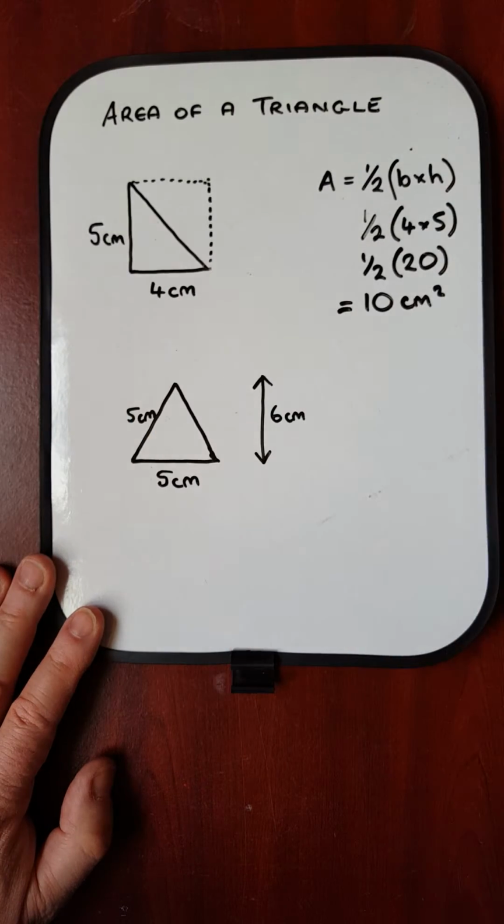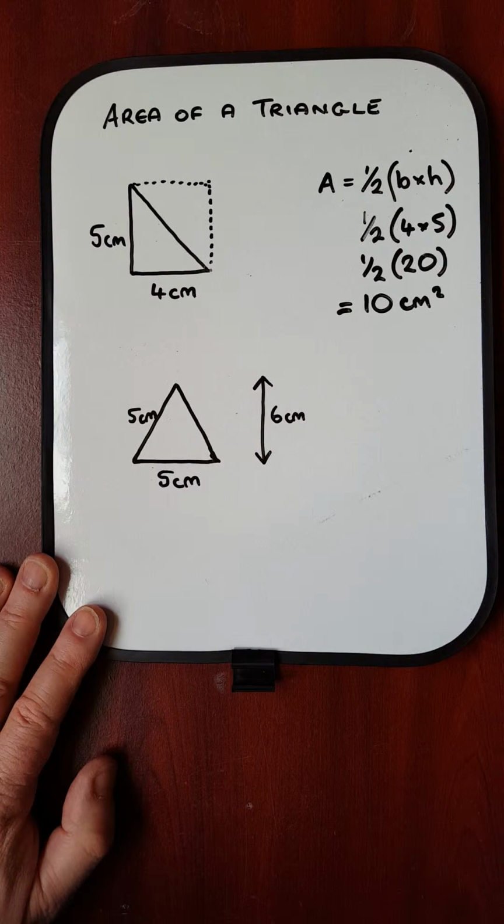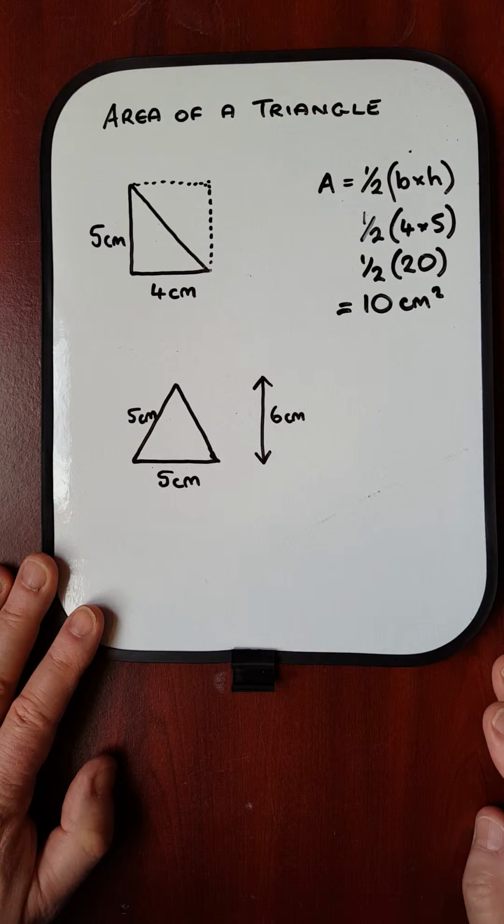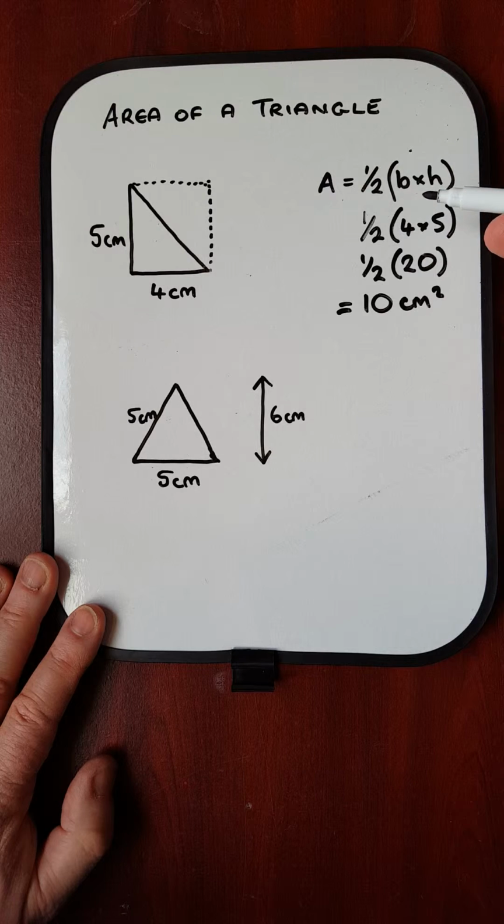Now that's a right angle triangle, and that's very obviously the corner of a rectangle. This is not a right angle triangle, it's an equilateral, but any triangle that's not a right angle triangle has the same rule. It's still the area is half base times height, but you've got to be very careful about which numbers you look at.